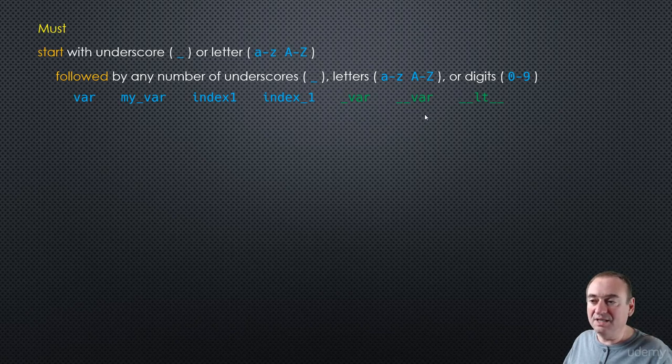Now I've highlighted these in a different color, and I'll explain that in a minute, but these forms of variable names by convention have a specific meaning attached to them.